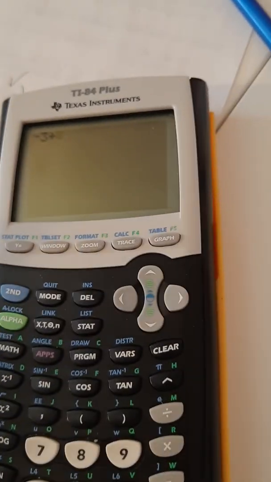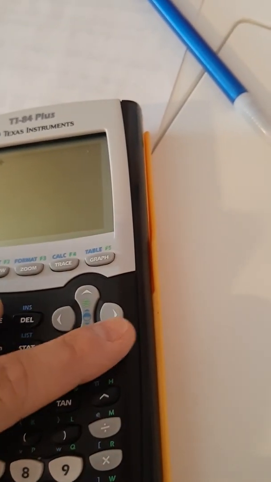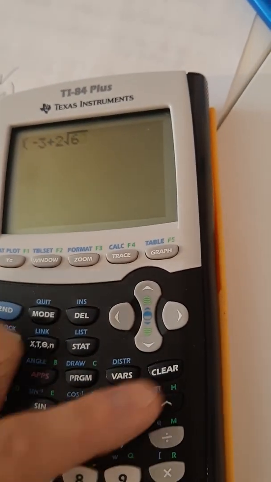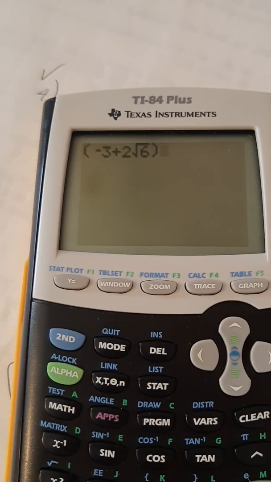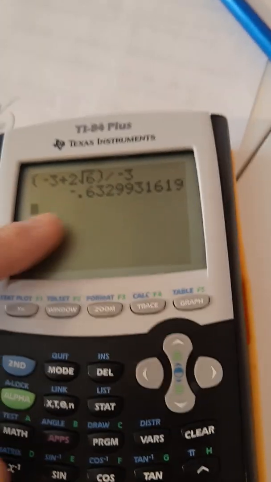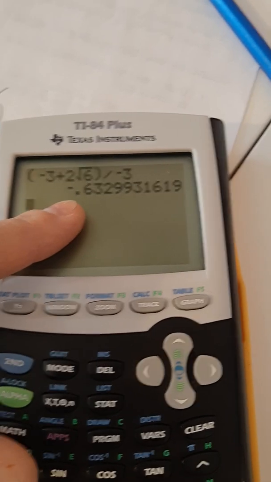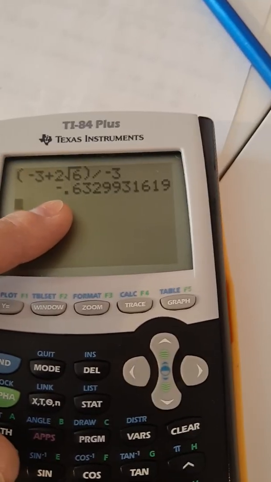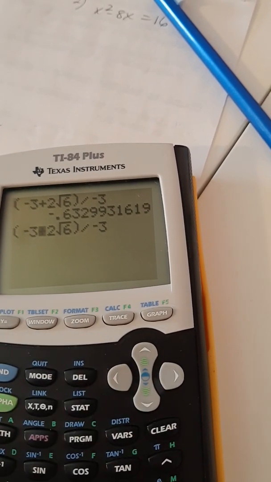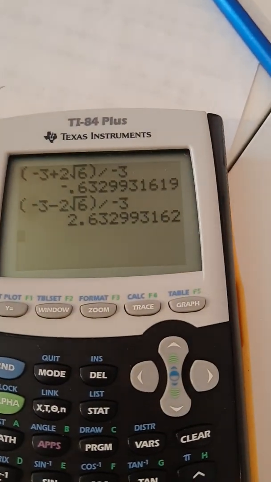I always start with the plus one. Sorry, guys. Parentheses, -3 plus 2 square root 6 divided by -3. That is the one that gives me my negative. And hopefully you guys were noticing that would have been the case. If you couldn't figure that out, who cares? Just do the other one. Remember my trick, second enter, and then that is the only thing that gets changed. And then check it out, that's the positive value.